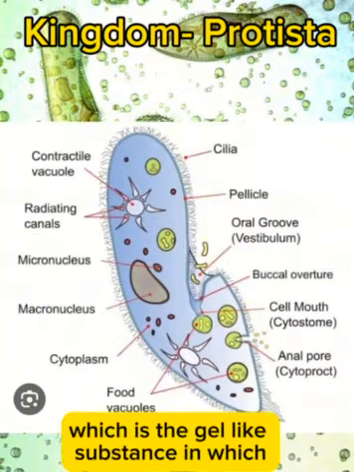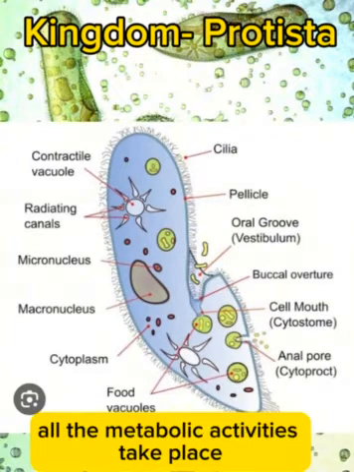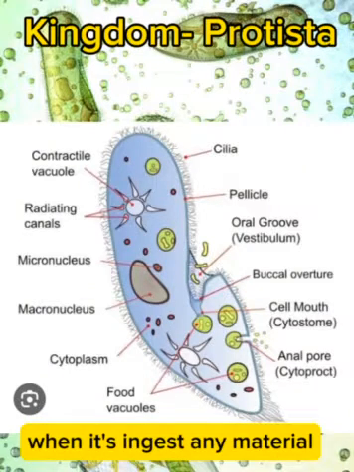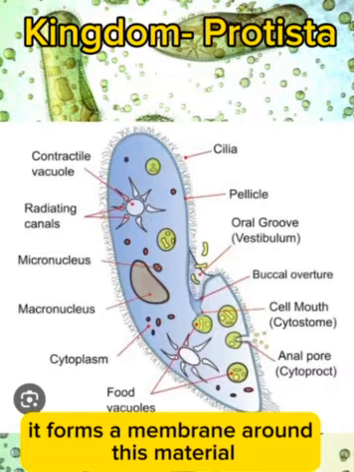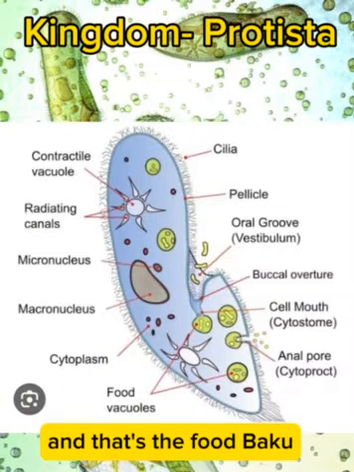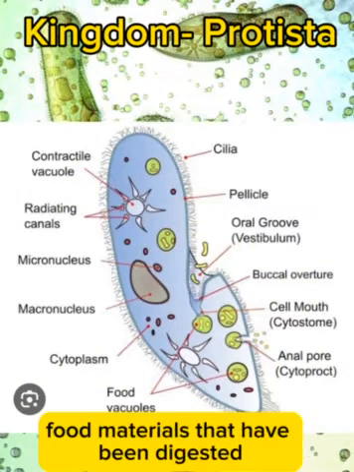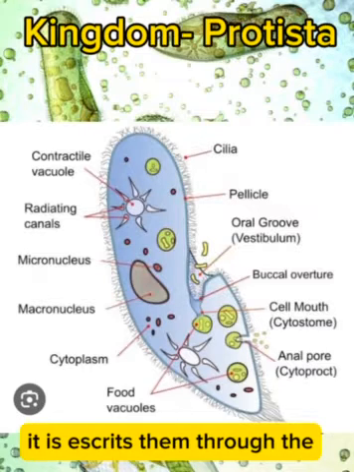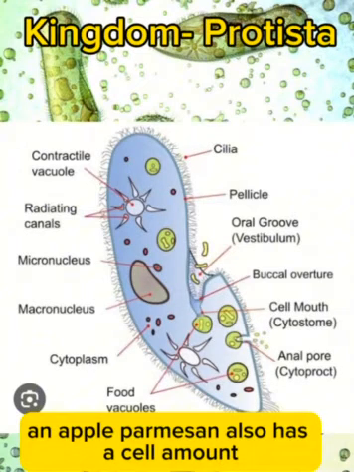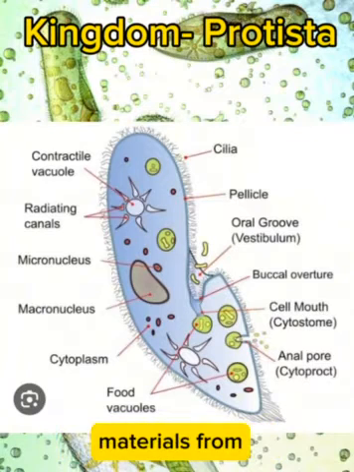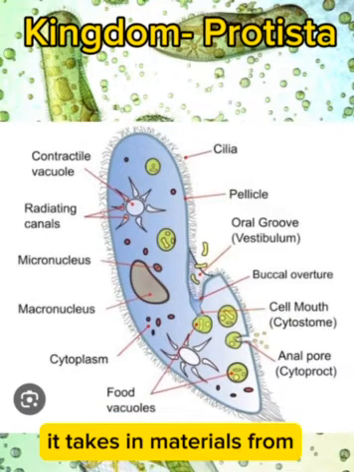Paramecium has the cytoplasm, which is the gel-like substance in which all the metabolic activities take place. Paramecium has the food vacuole. When it ingests any material, it forms a membrane around this material, and that's the food vacuole. Paramecium has the anal pore, through which it excretes food materials that have been digested, and the waste, it excretes them through the anal pore. Paramecium also has a cell mouth and a gullet where it takes in materials from.